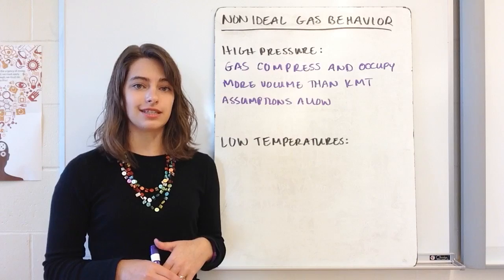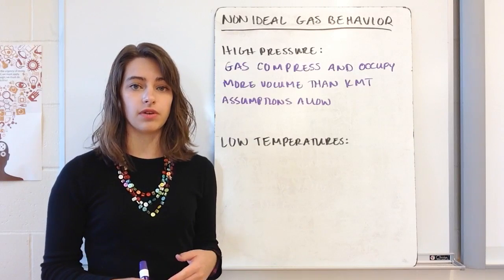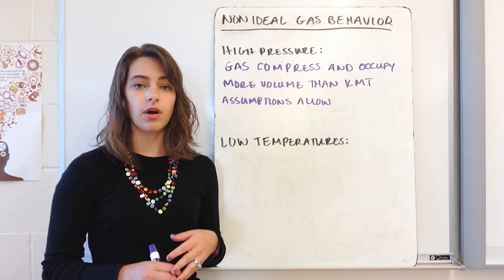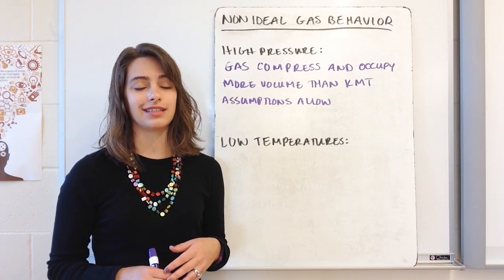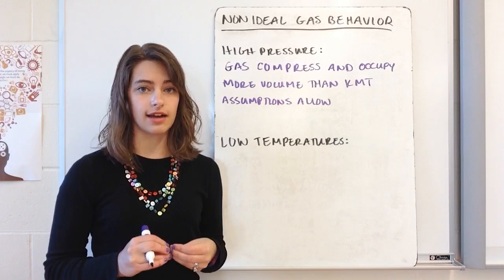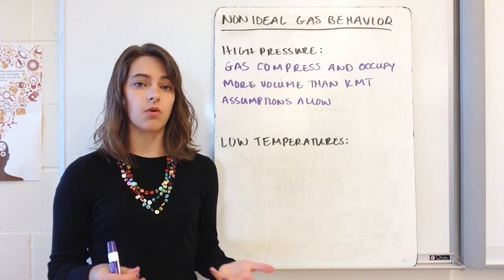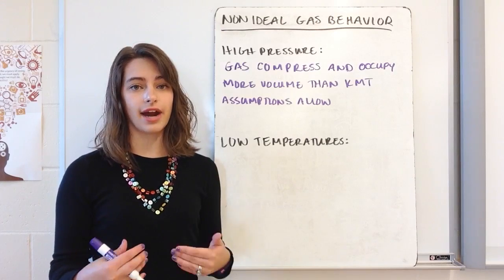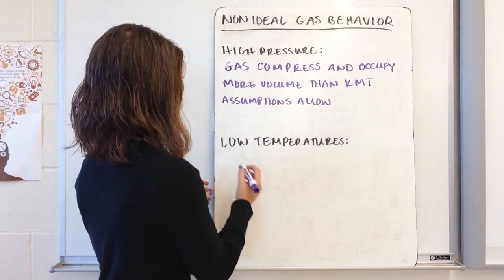So if we decrease the temperature of a gas, the particles start moving much more slowly, and they start to form attractions between the particles. One of our tenets of kinetic molecular theory says that there are 0 attractions between gas particles. However, when we lower the temperature, they start moving slow enough that we start to see attractions between particles form.